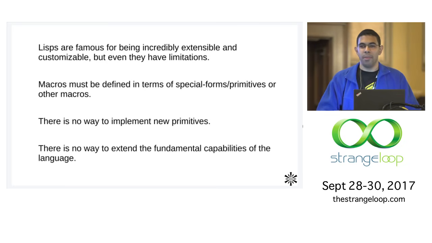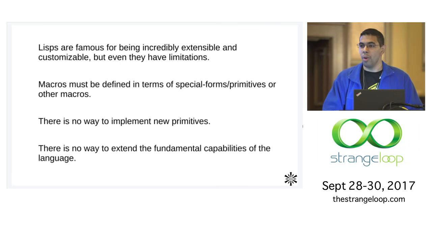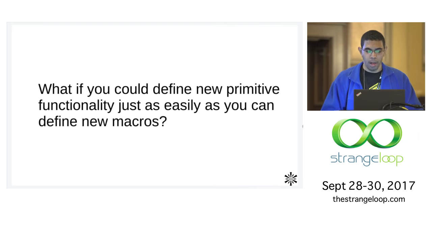So what happens when you want to do something that at a fundamental level the language just doesn't allow? Well, the answer is simple. You cannot do it, because there is no way to implement new primitives. There is no way to fundamentally extend the capacity of the language. So what if you could define new primitive functionality just as easily as you can define new macros?